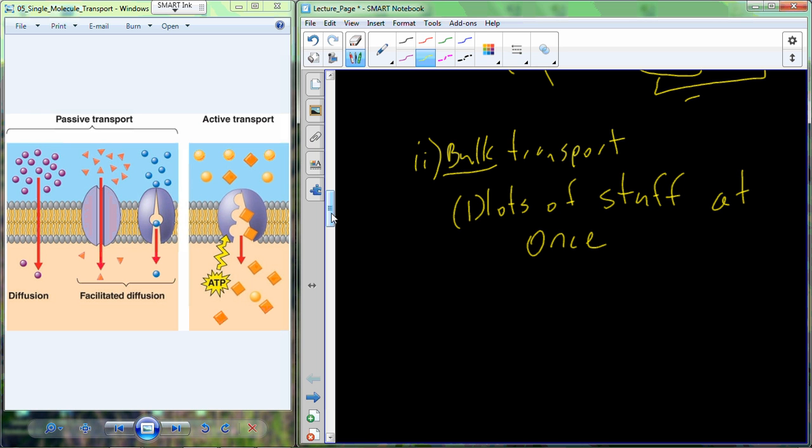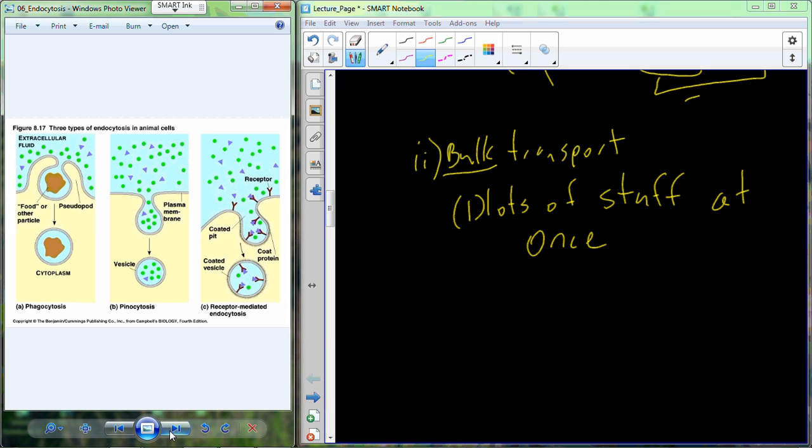So lots of stuff. And just like with those companies that move a whole bunch of stuff all at one time, they package everything up. They don't just throw your books in the back of the trailer and hope for the best. They package it up. So we have to make little packages to do this large amount of stuff. And the way we do this is we actually wrap it up in a membrane. So it's another lipid bilayer that's going to have a bunch of stuff packed away in. You can see a couple of examples here. So this is moving stuff into the cell. The technical term for moving stuff into the cell is endocytosis.